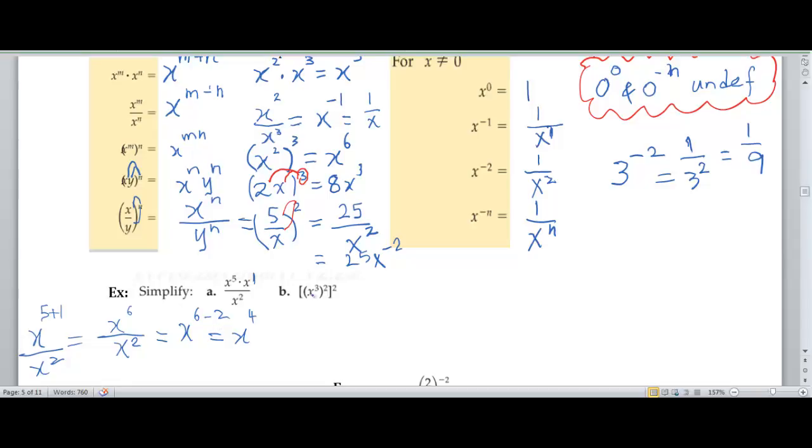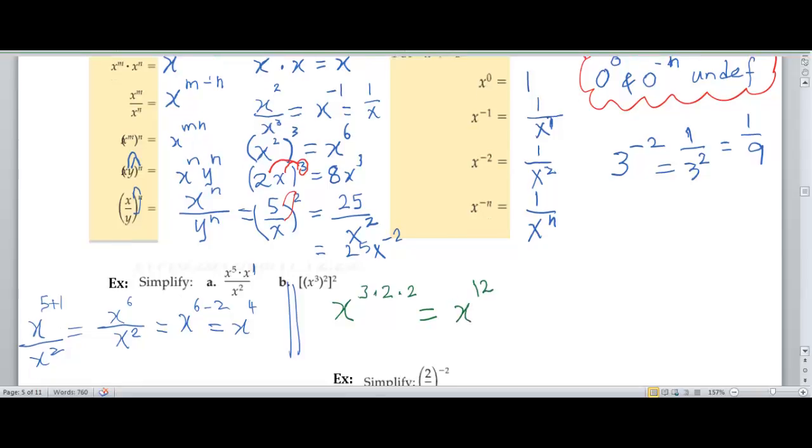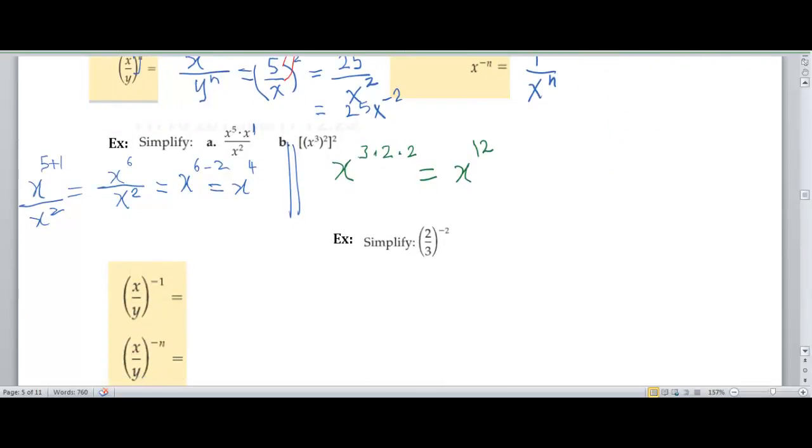And then we have x cubed squared again. So this is actually, let me change the color here, x to the 3 raised to another power, so that's times 2, and then raised to another power, so that's also times 2, so that's 3 times 2, which is 6, times 2, which is 12, so this whole thing just becomes x to the 12th. Okay, let's do another one here.